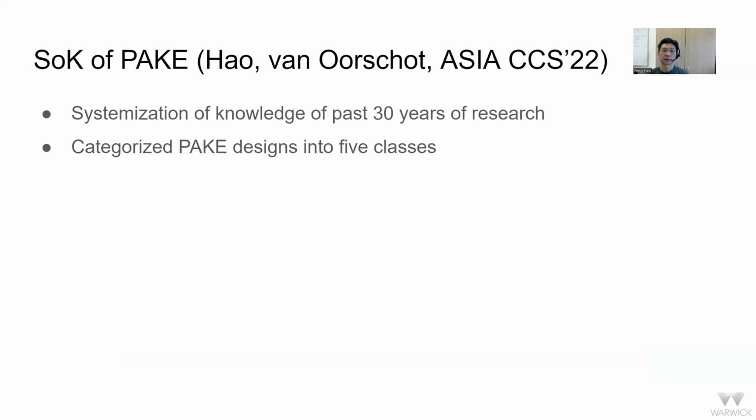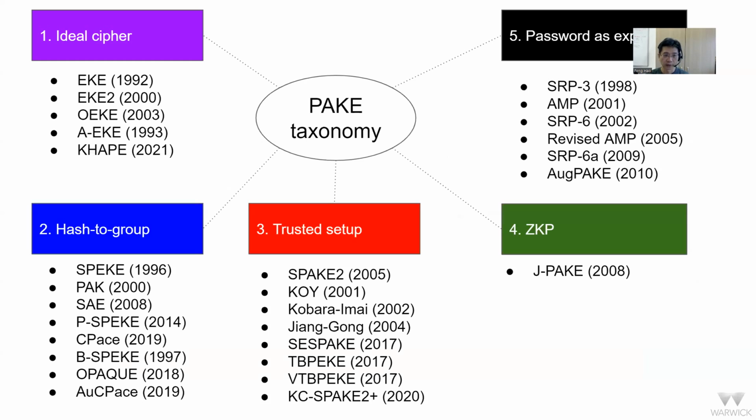But first, together with van Oorschot, we did a systemization of knowledge in this field. So that covers about the past 30 years of research. We categorized PAKE protocols into 5 classes. The first class is based on ideal cipher. Examples are EKE and all different variants of EKE.